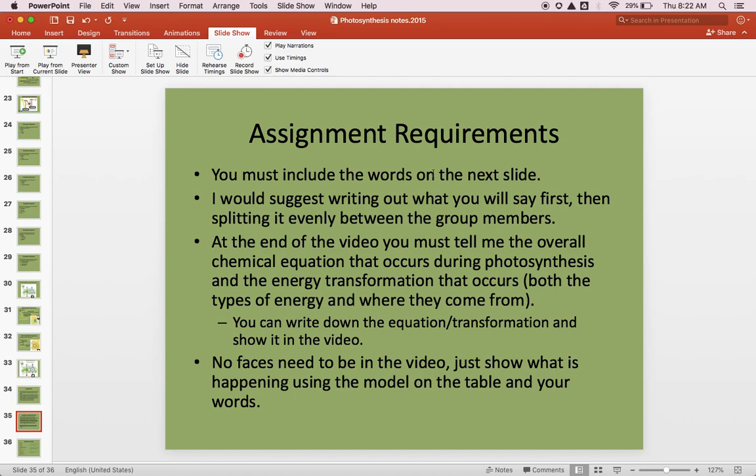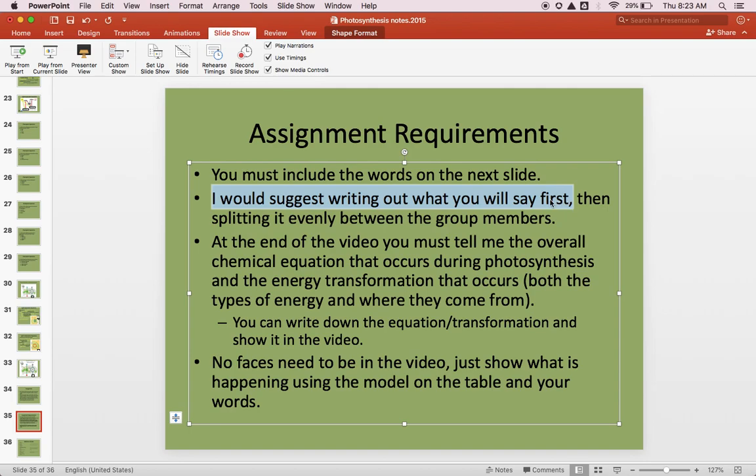So you must include the words that are going to be listed on the next slide. So those are words like chloroplast, chlorophyll, NADP+, things like that. Those will all be in your description of the process of photosynthesis. So what I would do if I were you is I would suggest writing out what you say first and then splitting up the words evenly between your group members and make sure you figure out who's going to say what when.